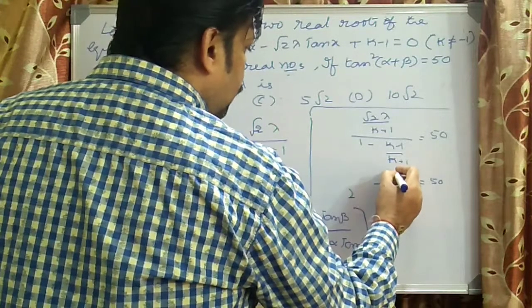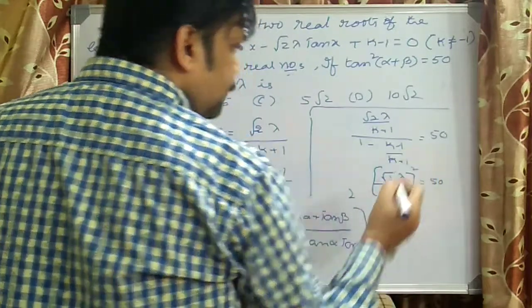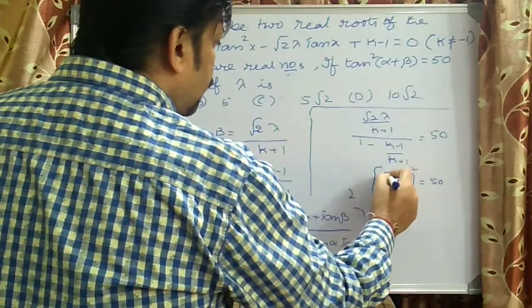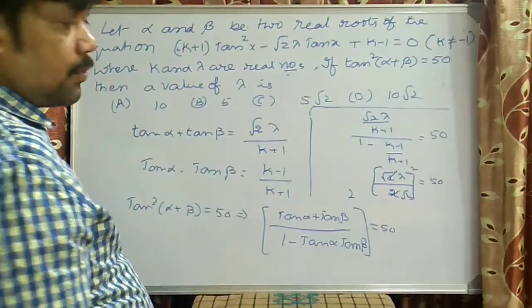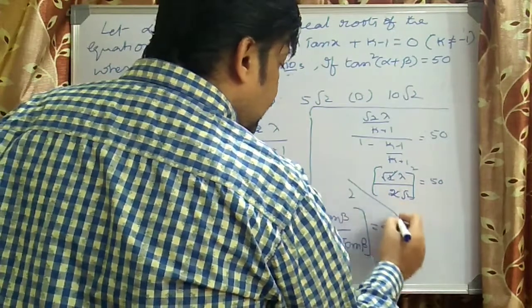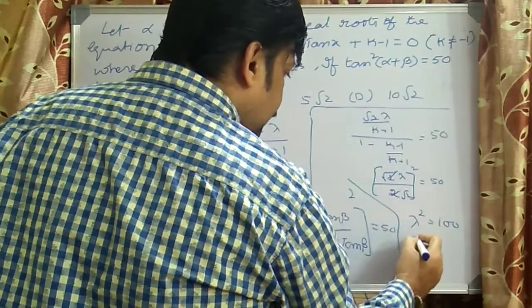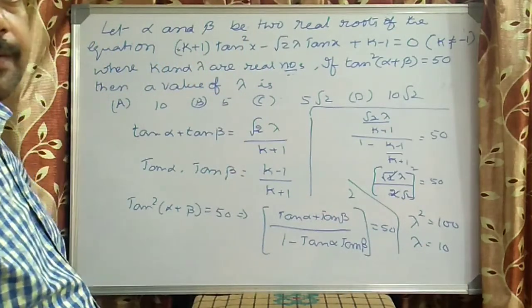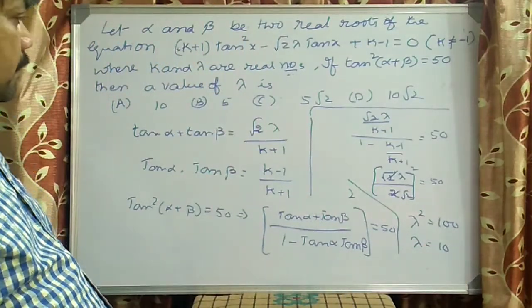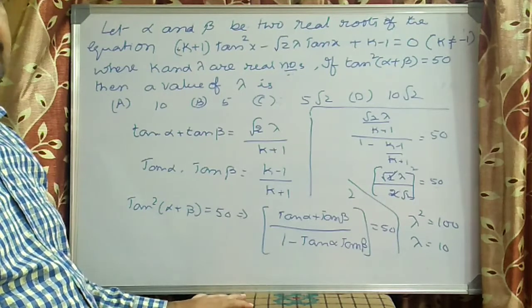Now root 2 with the whole square. Root 2 here cancels the 2 in root 2. So lambda square is equal to 100. So one of the values of lambda is 10. So it's a very direct application of the quadratic equation basic formulas.